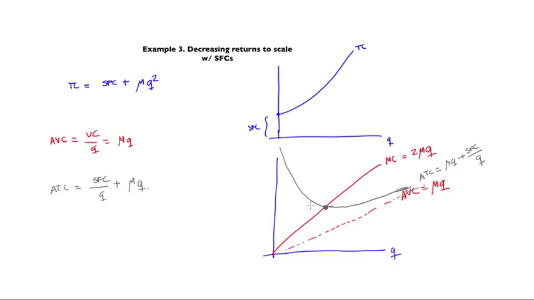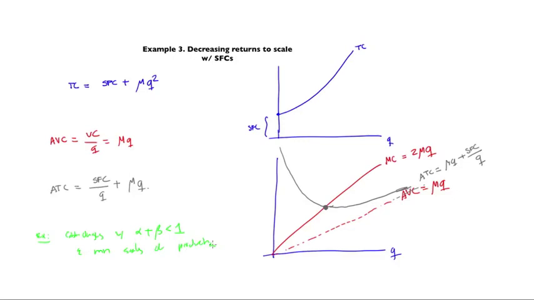What kind of technology will produce something like this? What kind of production function can be linked to a total cost curve like this? An example of this would be a Cobb-Douglas with decreasing returns to scale, so alpha plus beta is less than 1, and some minimum scales of production. That would generate something that looks like this.